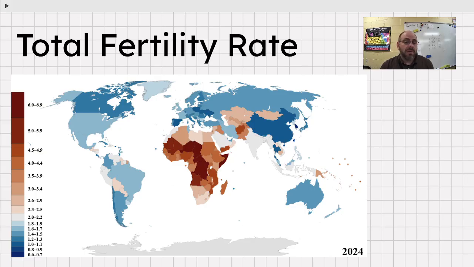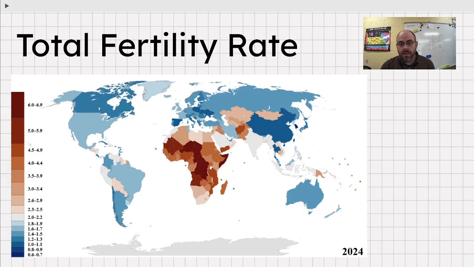So you're going to see numbers that seem weird, like 2.1 is an important number. A woman obviously can't have 0.1 children. So again, this is the average. This directly measures a population's growth potential.